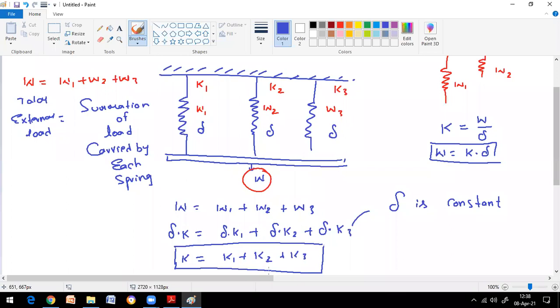Three important points you have to remember. One, the overall load is equal to the summation of the load carried by each spring. Second, the deflection will be constant in each spring. And third, the overall stiffness of the unit will be equal to the summation of each individual spring's stiffness values. That's what we need to understand from this concept.